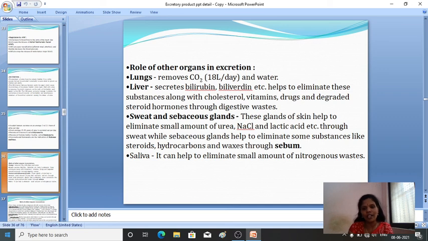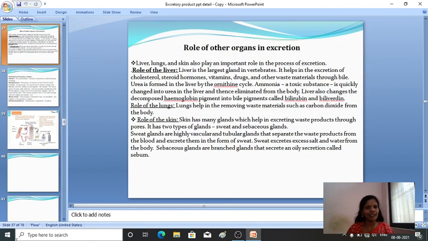Then sodium chloride and lactic acid, etc. Through the sweat and the sebaceous glands, they help to eliminate some substances like steroidal hydrocarbons and waxes through the sebum. Fine. Then apart from this, another organ, saliva, can also help in eliminating a small amount of nitrogenous waste. Fine. So we'll see in detail the role of these organs. Liver, lung and skin play a very important role in the process of excretion.